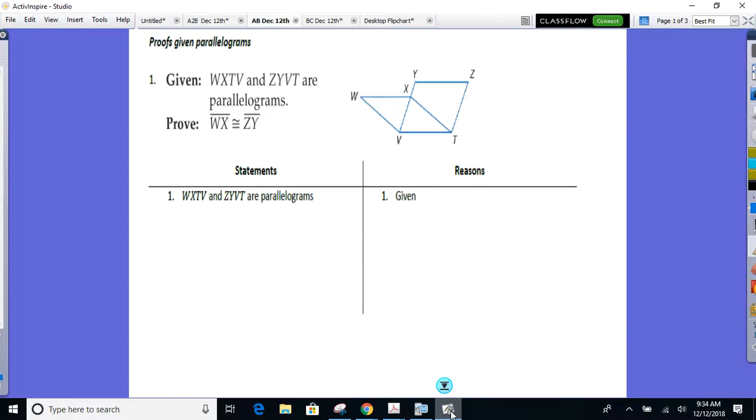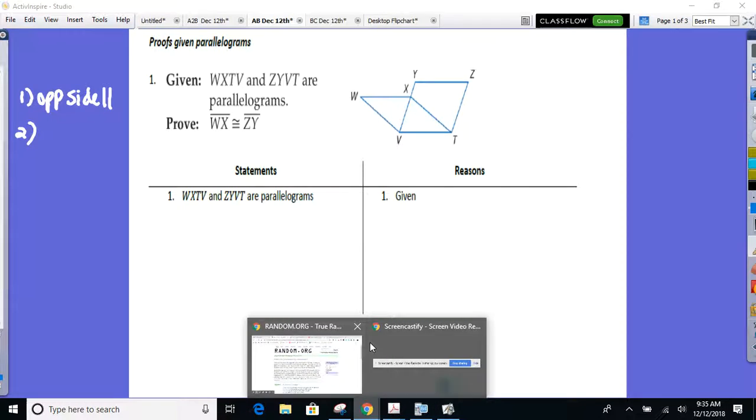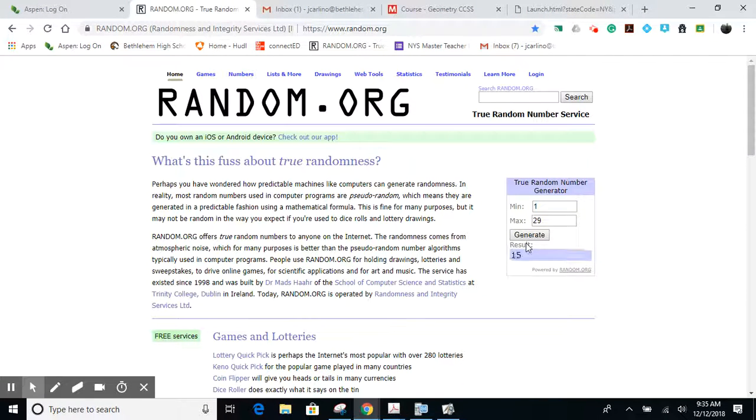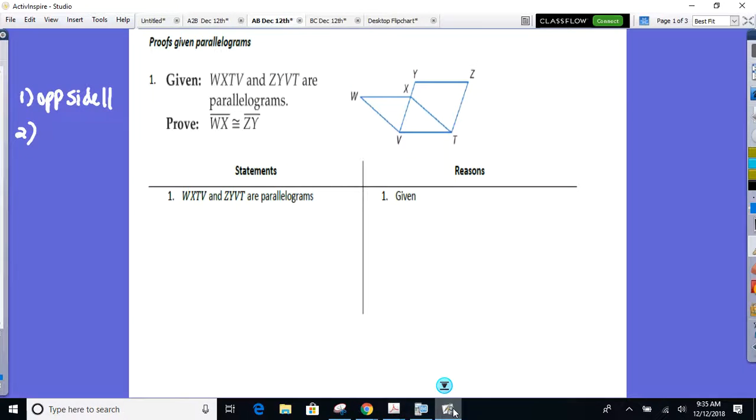First property you remember from yesterday. Opposite sides parallel, yep. Also, when you have a diagonal drawn in, look for what type of angles. Alternate interior, keep that in the back of your mind, even though that's not a property. All right, opposite sides parallel. Let's keep this train going. What do you got for me? Also congruent, nice job.